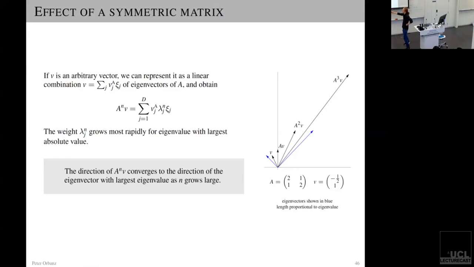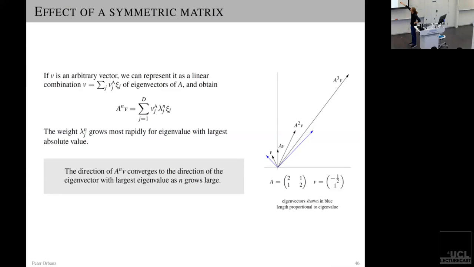Here's an illustration of this. What I've plotted here is my vector v in black, and the two blue vectors are the eigenvectors of my matrix. I've scaled them according to the size of the eigenvalue. Here the eigenvalue is 1, and here it's, I think, 4. Or no, it must have a square root in there. Anyway, here the eigenvalue is small, here it's large.